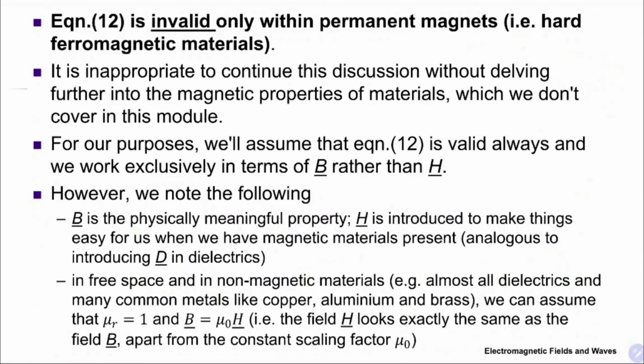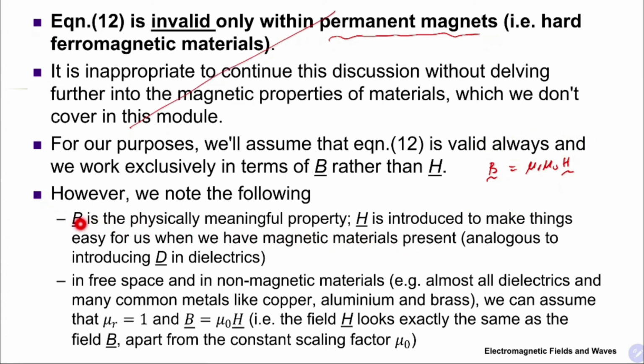magnetic materials. So here, equation 12 is invalid for permanent magnets, but we're not going to go into that. In our discussion, we always assume that equation 12 is valid. So the relationship between B and H is always governed by that equation, B equals mu R mu naught H. In this module, when you want to find B or H, you can always apply this relationship. Okay, so we're not going to be concerned about this thing here.